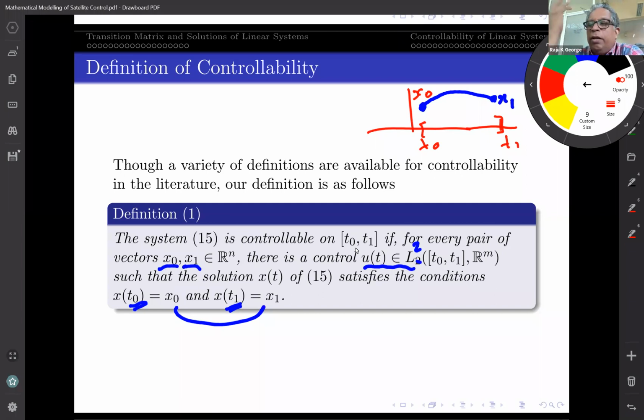You just name any field, and the controllability aspect is coming. You want to steer the state of the system from an initial given state to a given desired final state. So that is controllability.